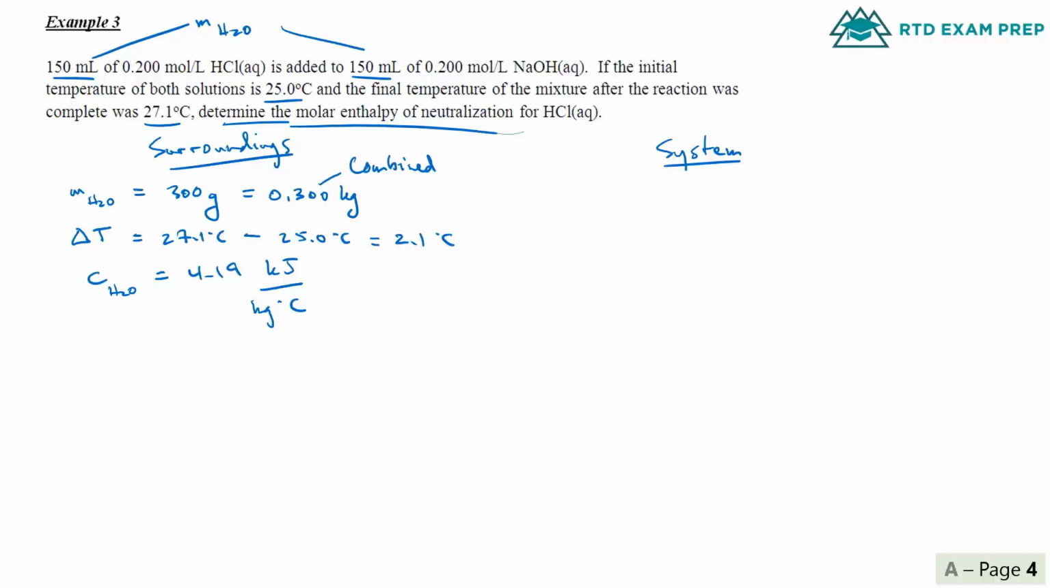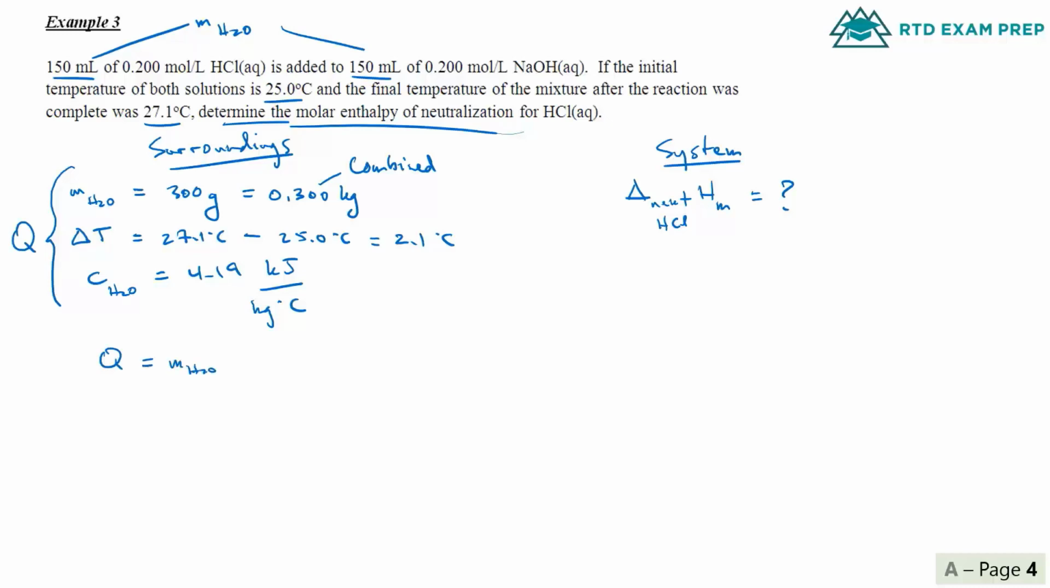Now, as the last point, they want us to determine the molar enthalpy of neutralization for HCl. This molar enthalpy goes under the system heading. Okay, and this is what we're trying to determine. Right, so it's easy to see that given the data that we have under the surroundings heading, we can easily calculate a Q.